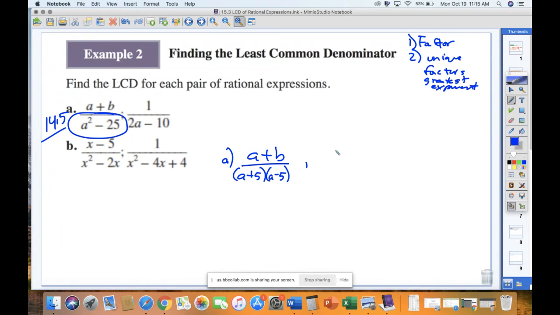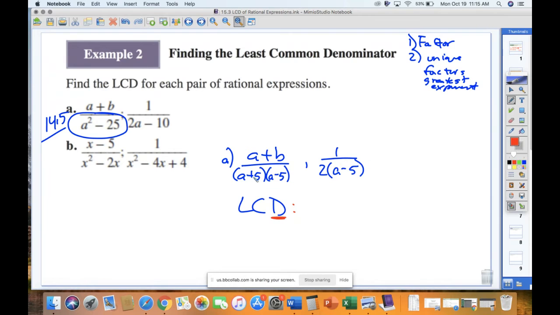My other fraction has 1 over 2a minus 10. 2a minus 10 is going to be 2 times a minus 5. There we have factors. Notice I don't care at all about the numerator. I have not cared about the numerator yet. That'll be the next level, the next step we do. But right now we just care about the denominators.